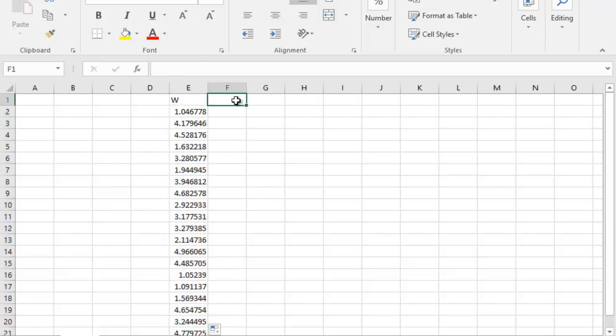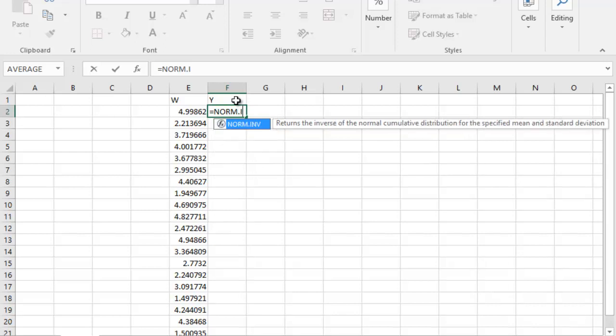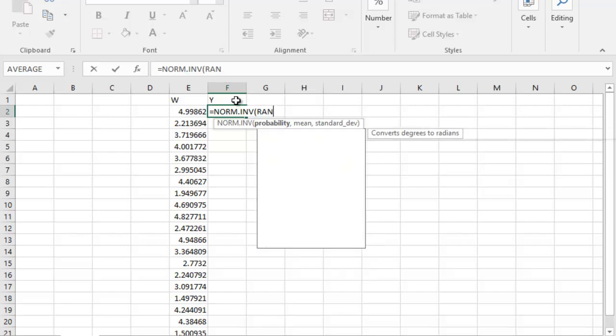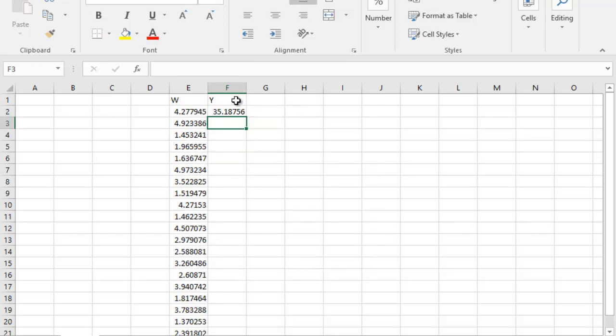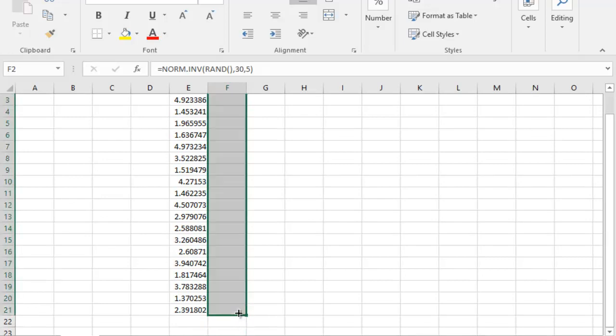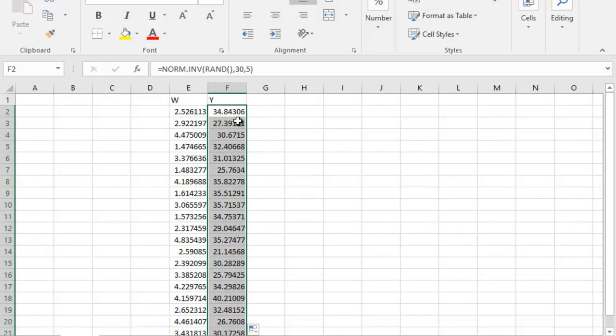Let's implement variable y with a NORM.INV command. And the first thing I give it is a random variable. The second thing, mean 30. Third thing, standard deviation 5. And drag that down a ways. Here are random variables that are somewhat close to the number 30, and if I generated a histogram of these, I should expect to see roughly a bell curve.